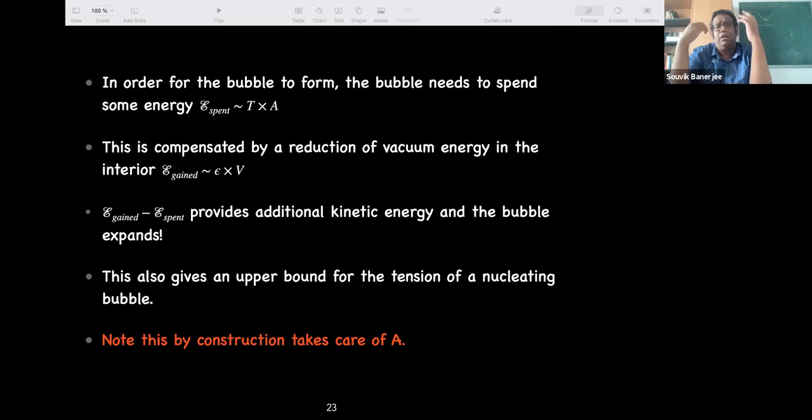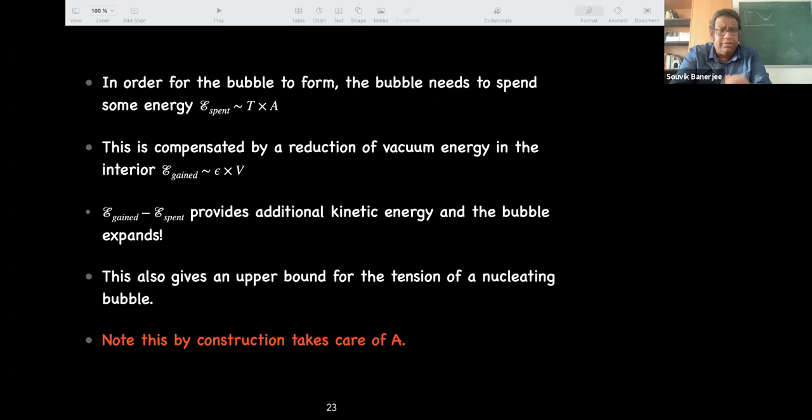And if this E gained is greater than E spent, then it will have an extra kinetic energy and the bubble will expand. If it is exactly the same, then a static bubble will be created, and this will have a particular radius given in terms of these other quantities that appear in E spent and E gained. In another way, it can also provide some upper bound on the tension for this nucleated bubble.